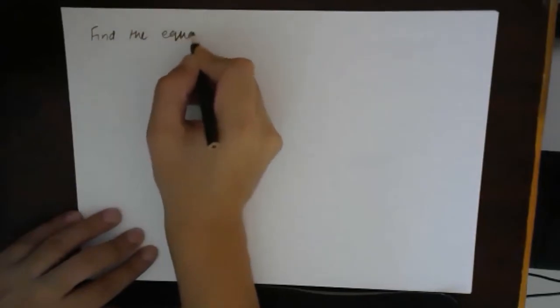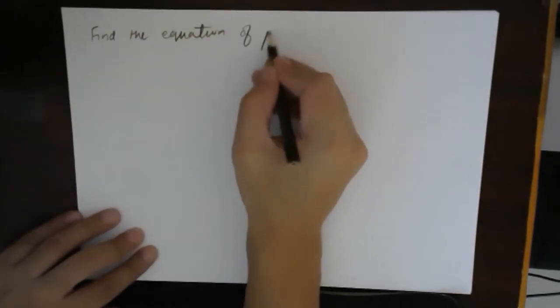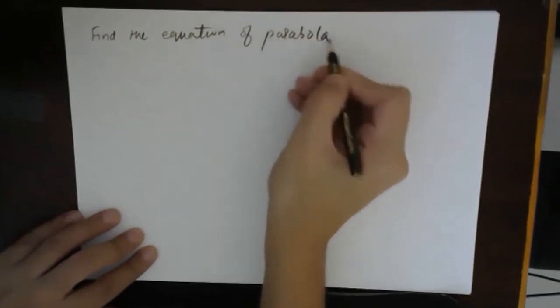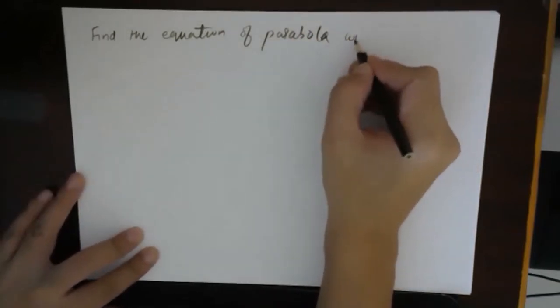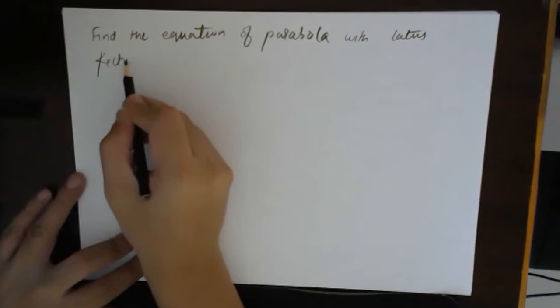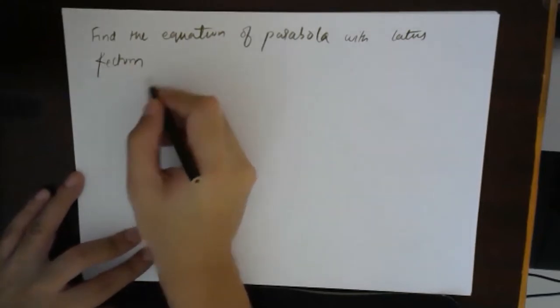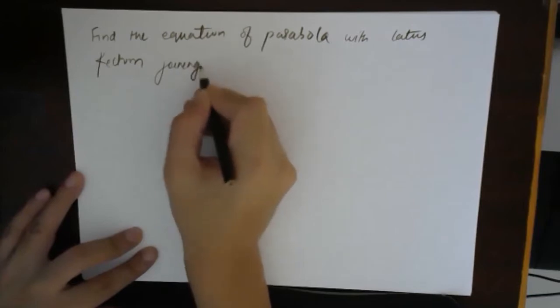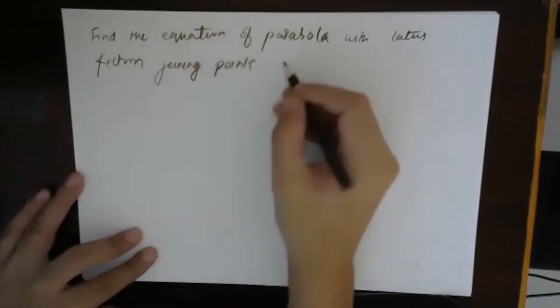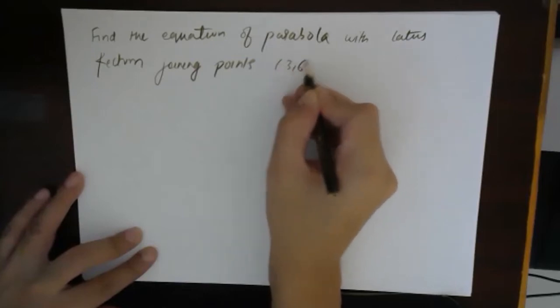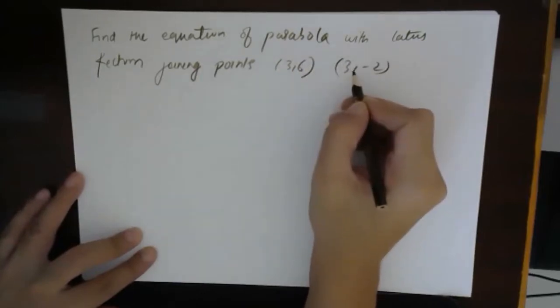So let's first do a basic question. I'll write the question. I want you to find the answer. The question is: find the equation of the parabola with latus rectum joining the points (3, 6) and (3, -2).